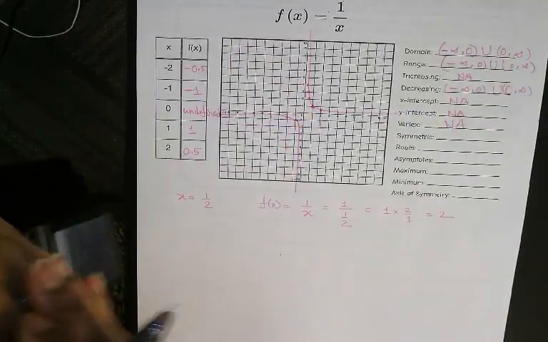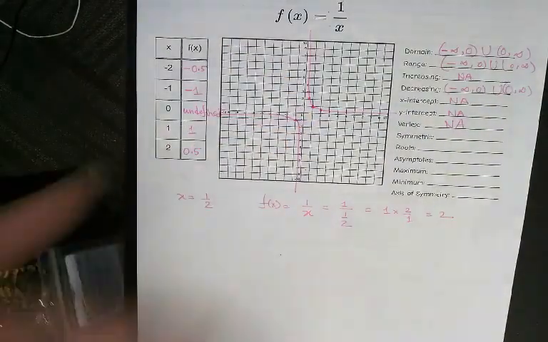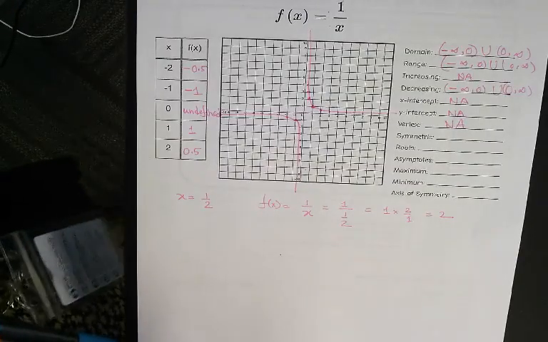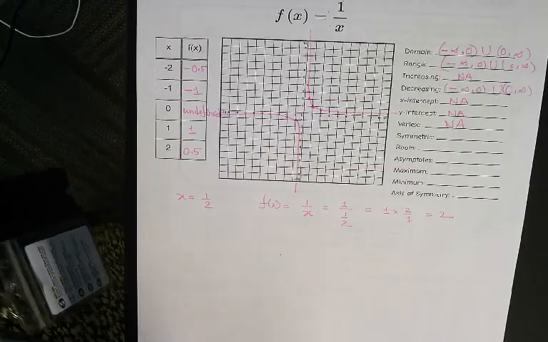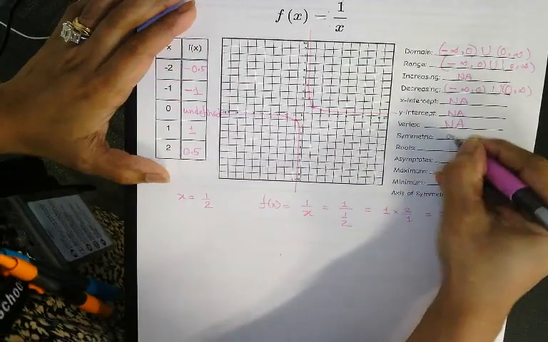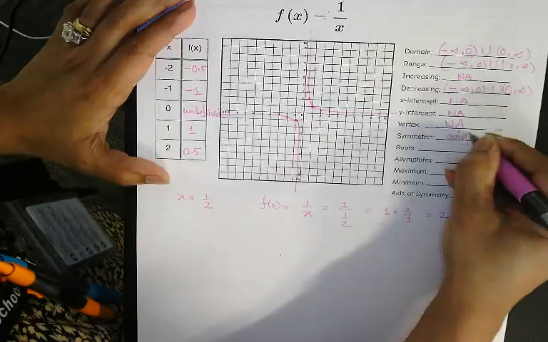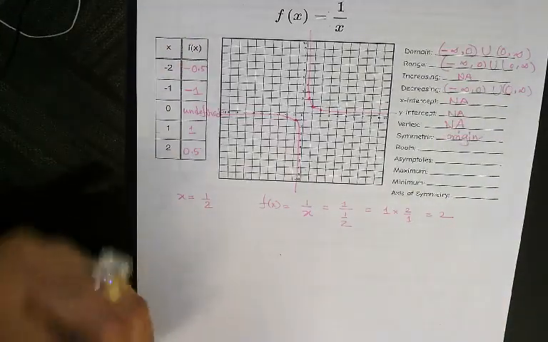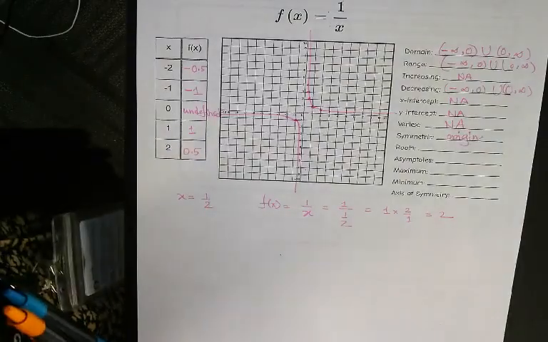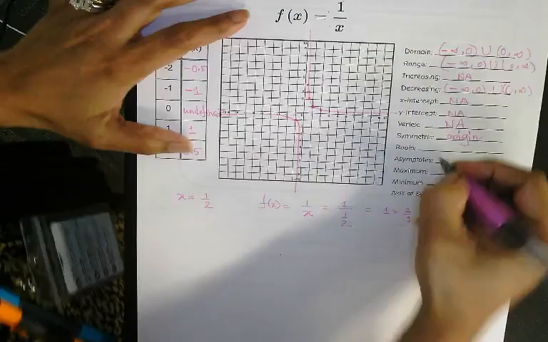Symmetric. Is it symmetric? Does it look symmetric if I fold it? Okay. So where is it symmetric? So the origin, y equal to x. It's a point symmetry. Roots. Do we have any roots? None, because it's never crossing the x-axis. How can I get a root?